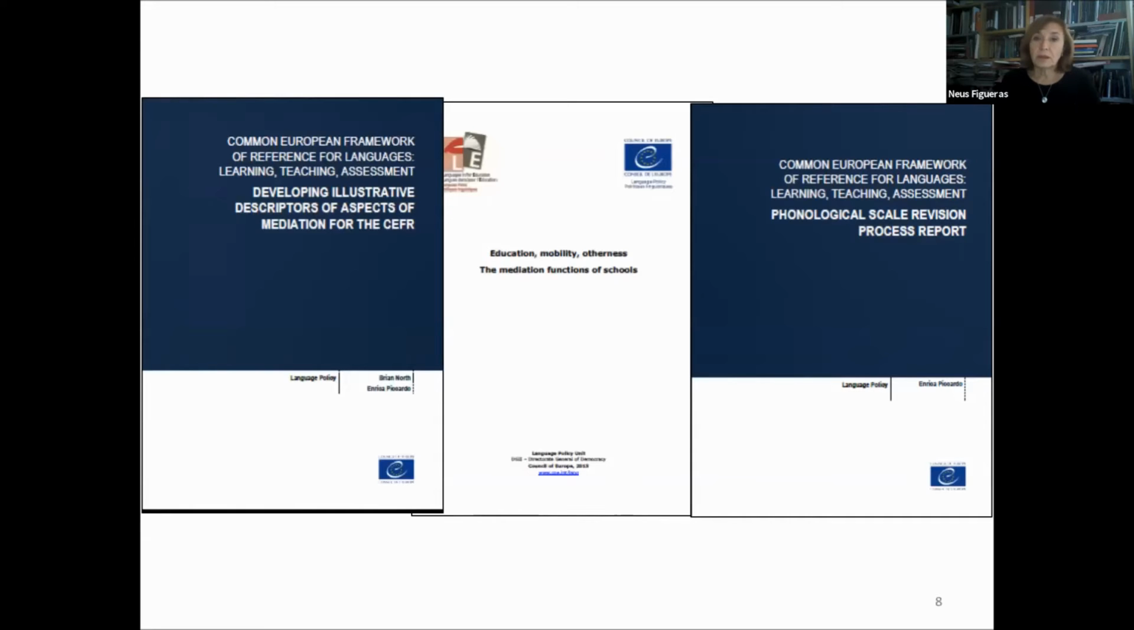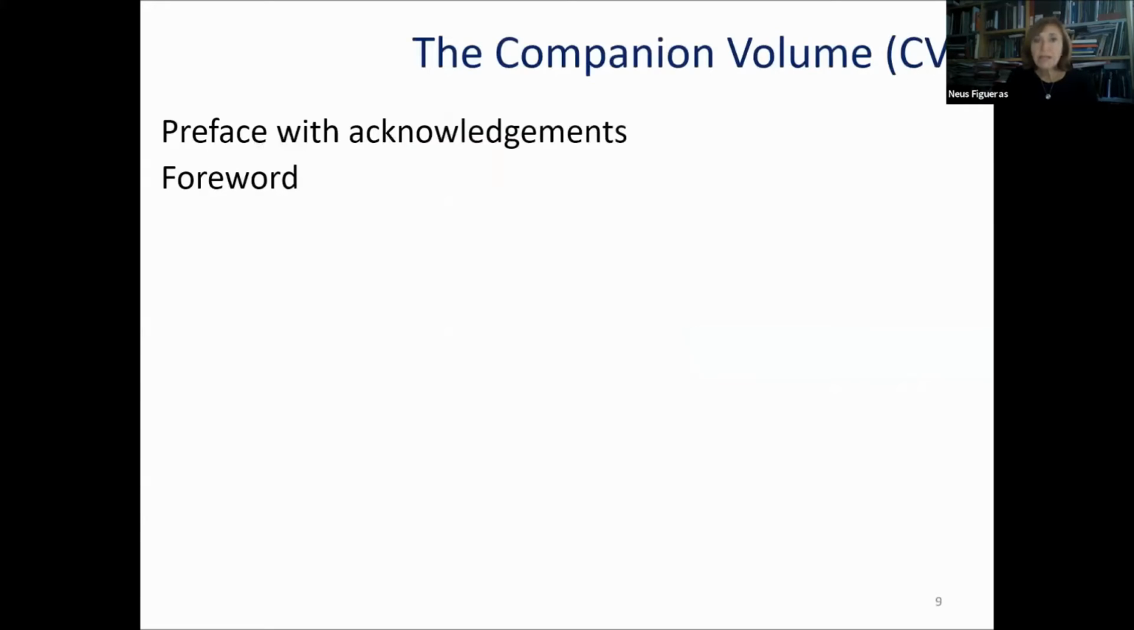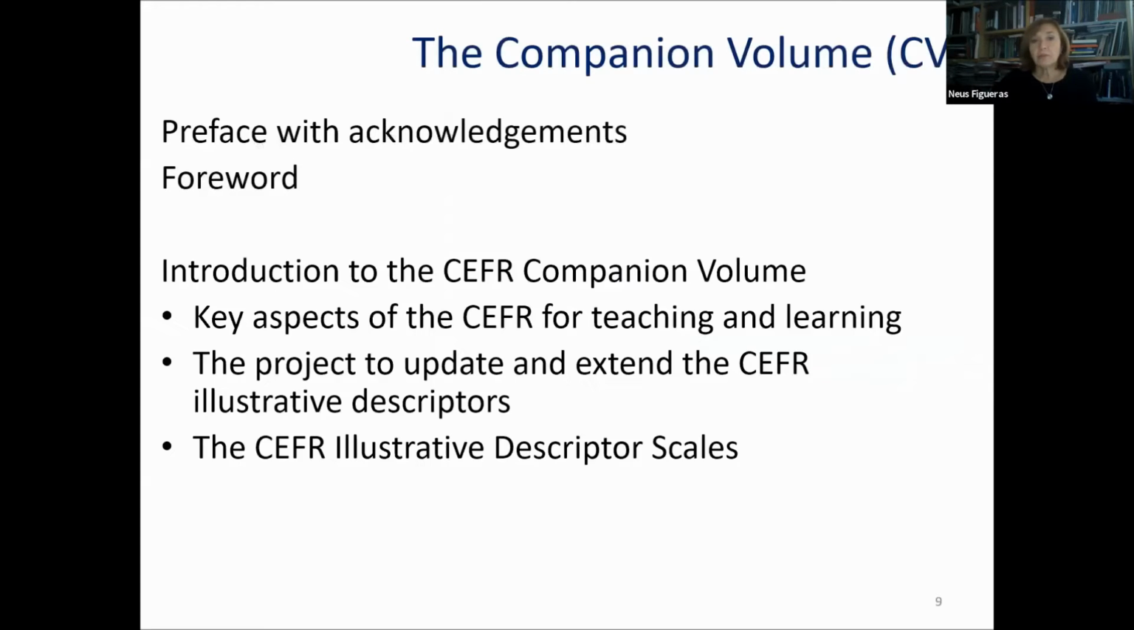So it's just published, but it already has quite an accompanying number of documents. The way that the companion volume is structured, in fact, respects what I've just been saying. There's a preface and a foreword to complete the administrative and political perspective. There's a main section with an introduction to the companion volume, why it is published and how this came about.